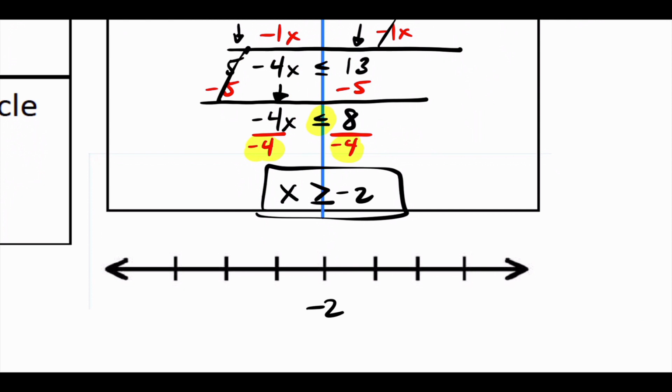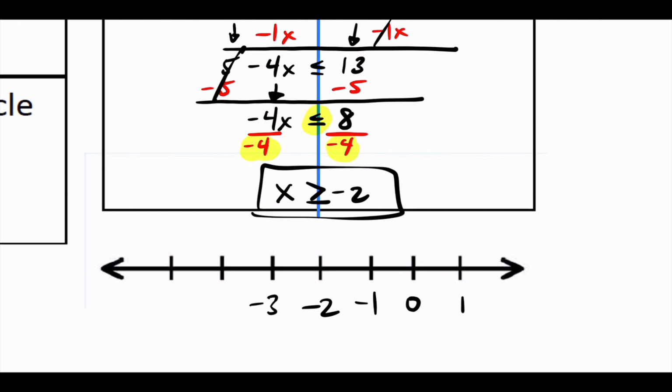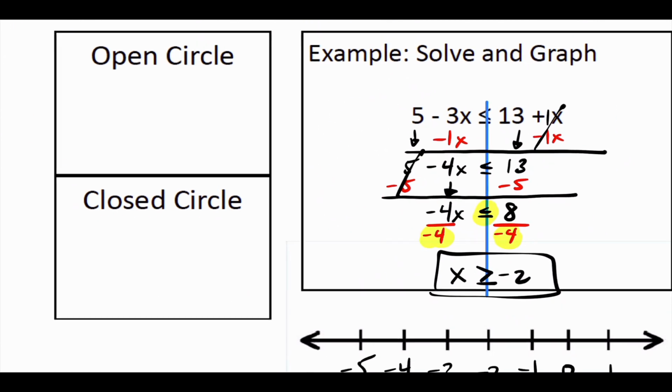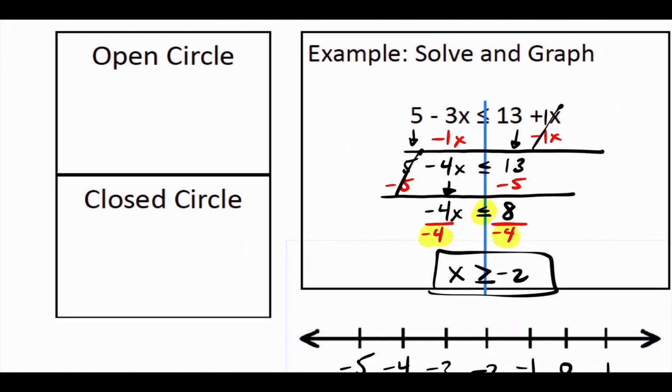So to the right is negative 1, 0, positive 1, then negative 3, negative 4, negative 5. So step 4 says at negative 2, I have 2 options. I can do an open dot or a closed dot. Some of you probably know the answer, but I'm going to tell you if you don't. When do we use an open circle or an open dot? When we use one of those 3 symbols, that's when we use an open circle.